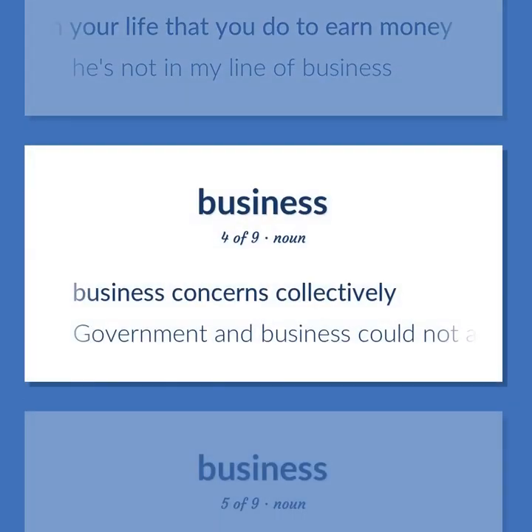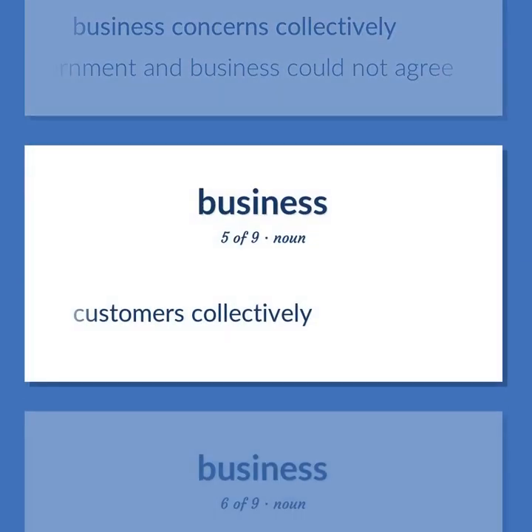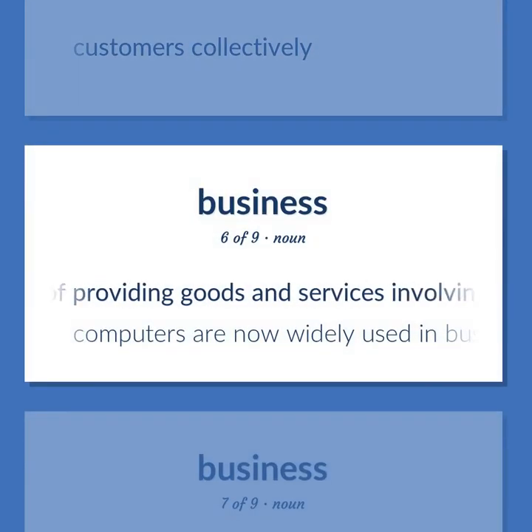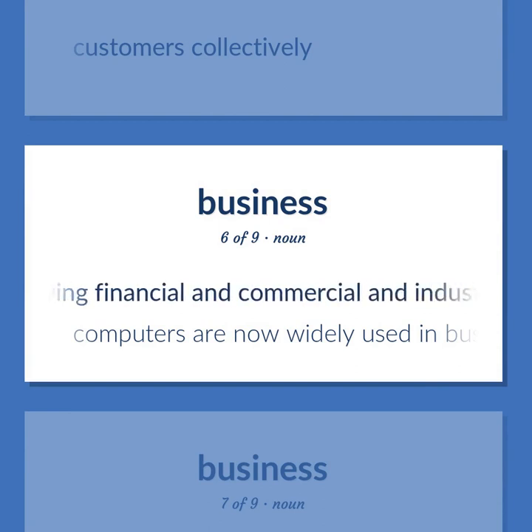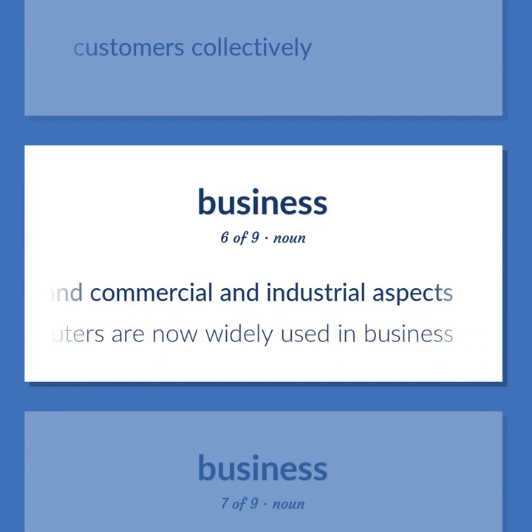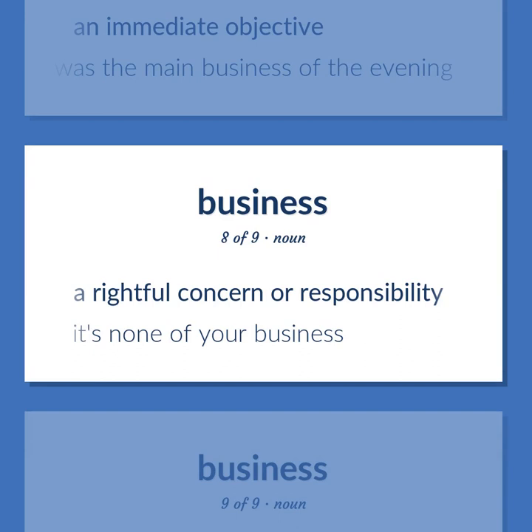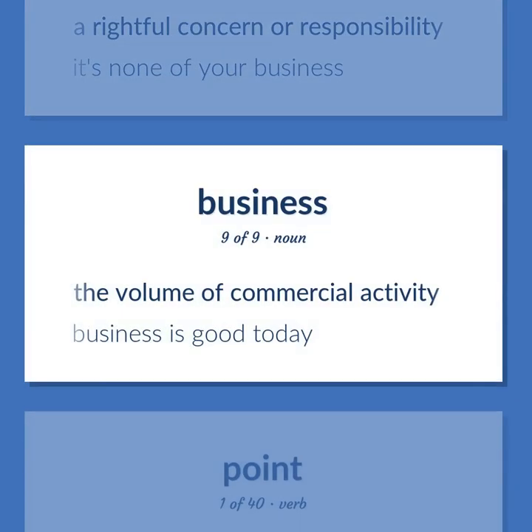Business concerns collectively. Government and business could not agree. Customers collectively. The activity of providing goods and services involving financial and commercial and industrial aspects. Computers are now widely used in business. An immediate objective. Gossip was the main business of the evening. A rightful concern or responsibility. It's none of your business. The volume of commercial activity. Business is good today.